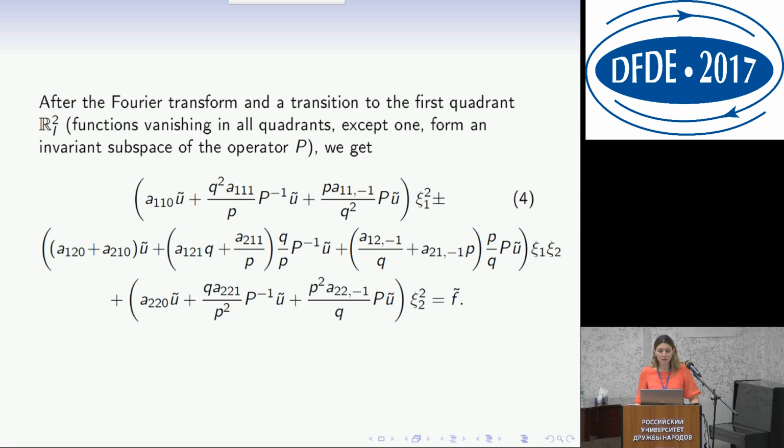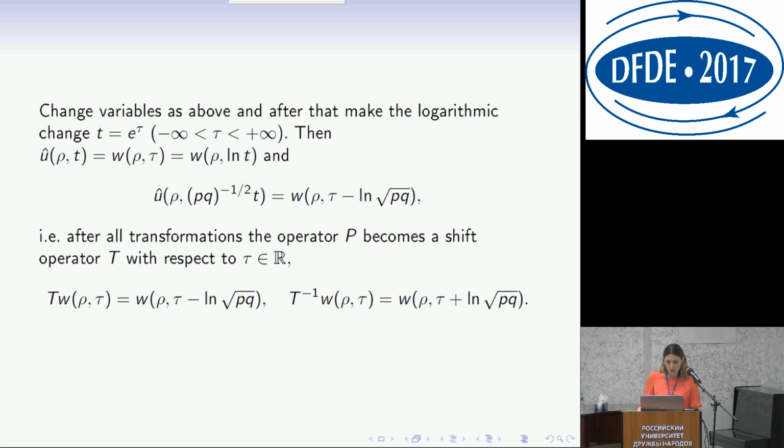Using the mentioned fact about the Fourier transform, we apply it to the equation and obtain a similar equation. Also, since functions vanishing in all quadrants except one form an invariant subspace of the operator P, we could go to the consideration of two equations. Here we can see plus, minus, and consider them in the first quadrant. Now let us make two changes of variables. First, the one I mentioned above, and the second is a logarithmic change that transforms our contraction operator P to the shift operator T.